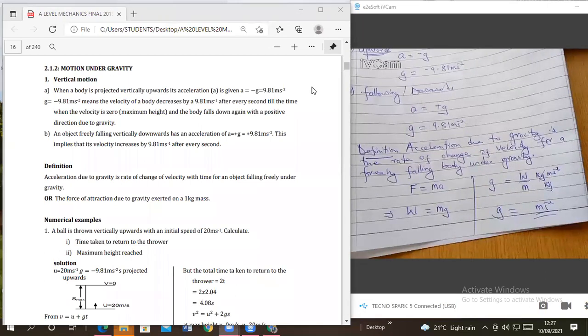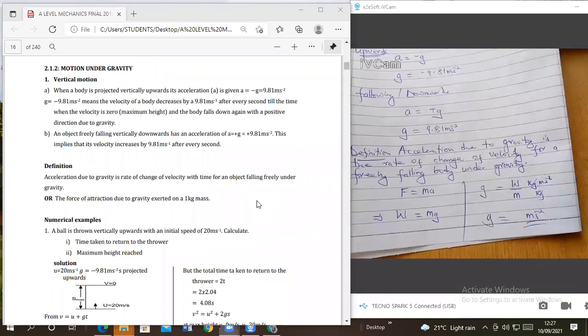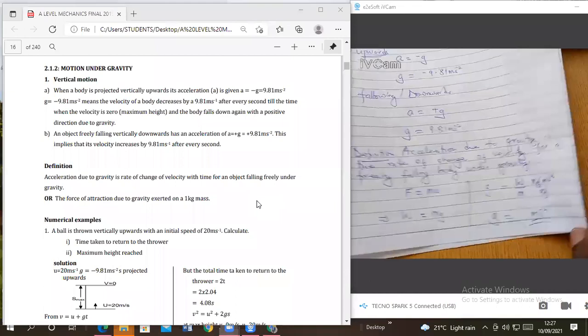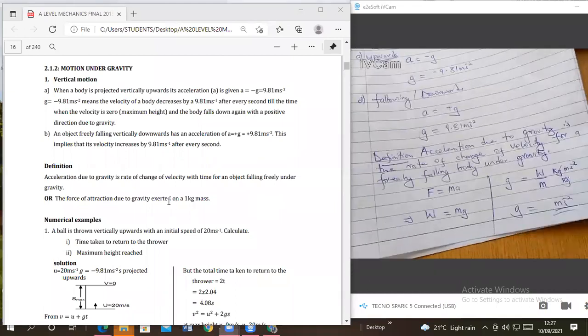So the correct definition of acceleration due to gravity is the rate of change of velocity for a freely falling body under gravity. But in case they ask what is acceleration due to gravity, you can say it is the force of attraction due to gravity exerted on a 1 kilogram mass. That one can be marked. But the definition is either correct or wrong; there's no gambling around a definition. When the question says what is, you define and then give relevant comments. Are we together?